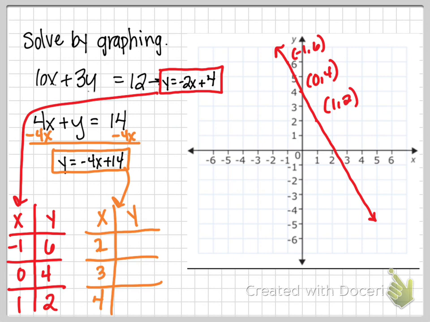Okay, so plug in 2. 4 times negative 2 is negative 8. 14 minus 8 is 6. So (2, 6). Way up here. Okay, if I plug in 3, I get 3 times negative 4 is negative 12, plus 14 is 2, so (3, 2). And then if I plug in 4 times negative 4, negative 16, so we get negative 2. 1, 2, 3, 4, 1, 2.